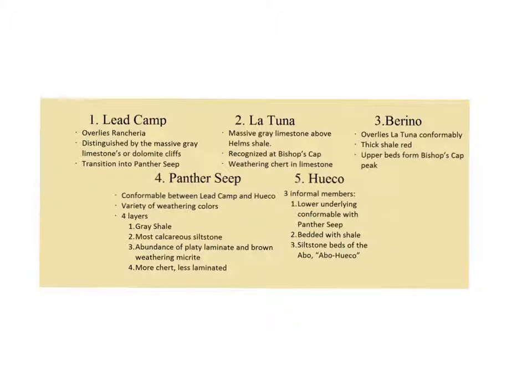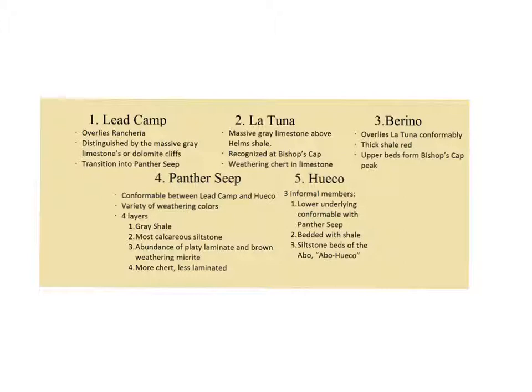Next is La Tuna, which is distinguished by massive gray limestone and the Helms Shale. This one is recognized at Bishop's Cap and by the weathering chert in the limestone. Next is the Berino, which overlays La Tuna conformably. You'll notice this one by its thick red shale, and the upper beds form the Bishop's Cap peak.